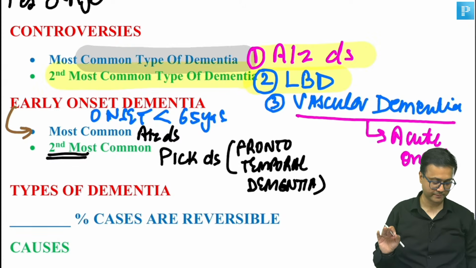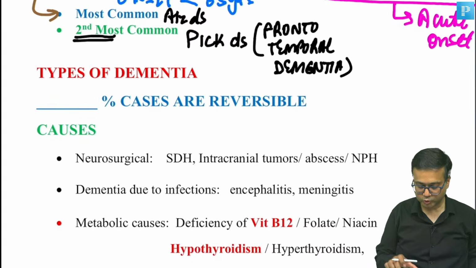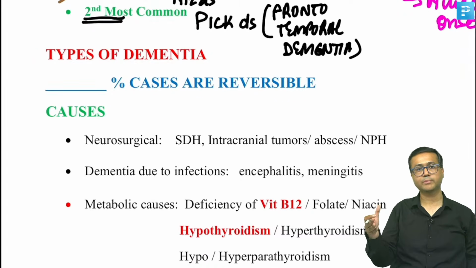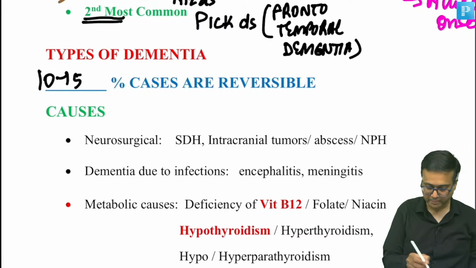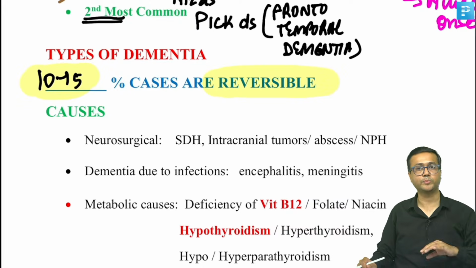Let's now discuss some important table beta. We are saying that dementia is usually progressive beta, but, write down, around 10 to 15% of the causes are reversible. Beta, reversible means if you identify the cause and you treat it, the dementia would be reversed.